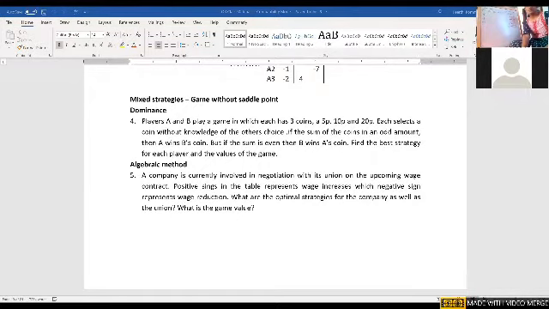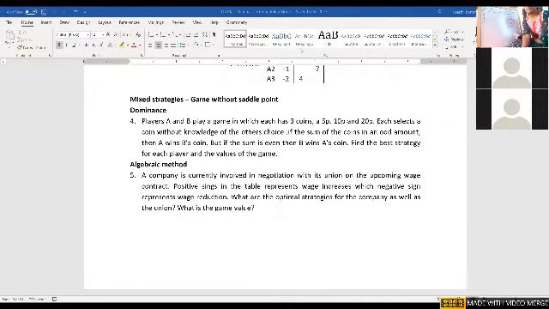Now if you see the fourth question: Player A and Player B play a game in which each has 3 coins, 5 paisa, 10 paisa and 20 paisa. Each selects a coin without knowledge of the other's choice. If the sum of the coins is an odd amount, then A wins B's coin. But if the sum is even, B wins A's coin. Find the best strategy for each player and the value of the game.